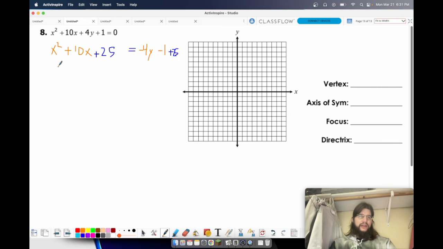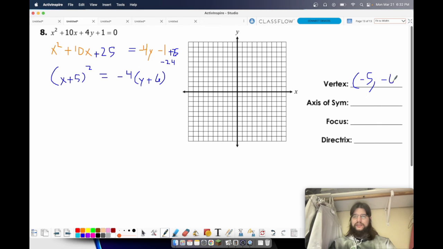Okay. Factor this, x plus 5 squared equals -4. That's going to be -24 here, right? If we combine like terms. So factor that out. Y plus 6. Okay, factor out a -4 from here. We get y plus 6. So x coordinate is -5. Y coordinate is -6.